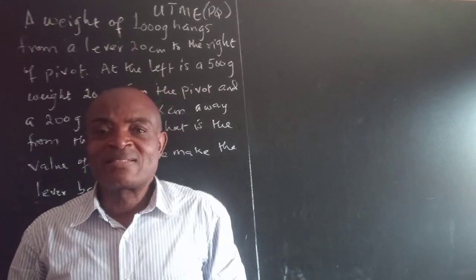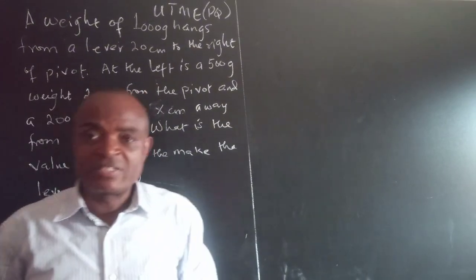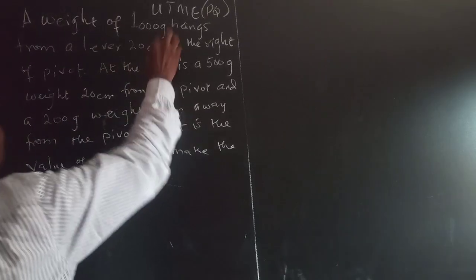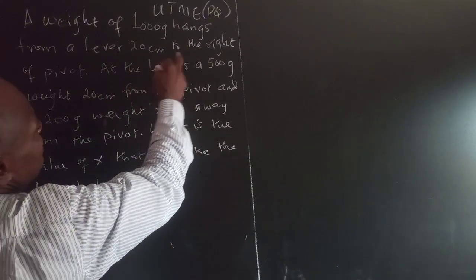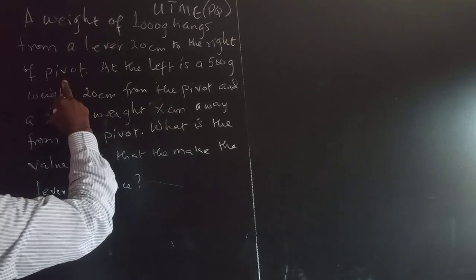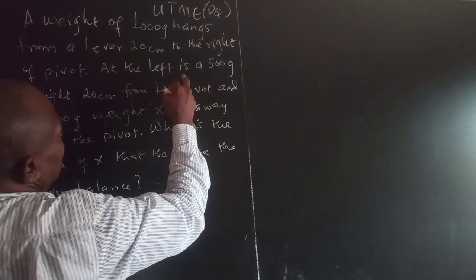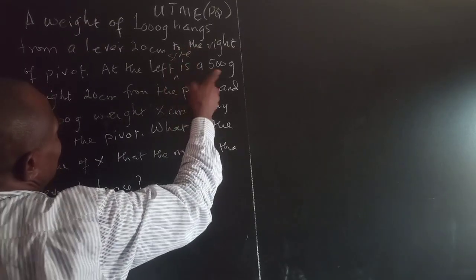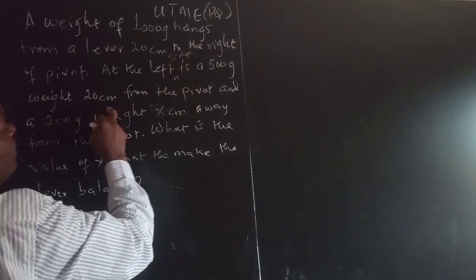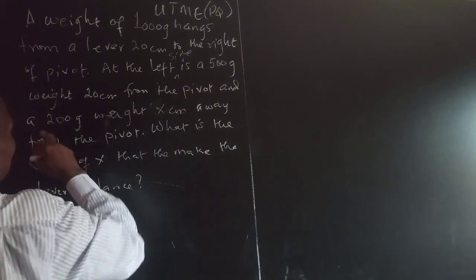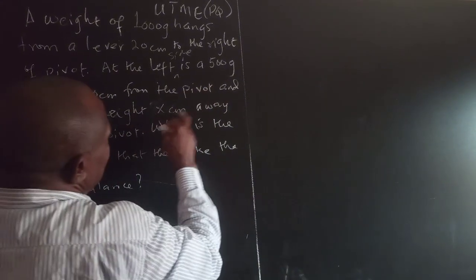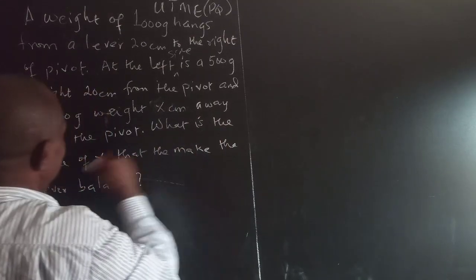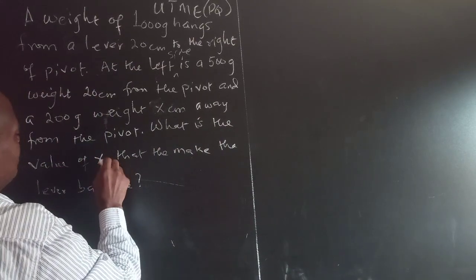All right, let us look at our second tutorial question for today. The question says, the weight of 100 grams hangs from a lever 20 centimeters to the right of the pivot. At the left side is a 500 gram weight 20 centimeters from the pivot and a 200 gram weight x centimeters away from the pivot. What is the value of x?